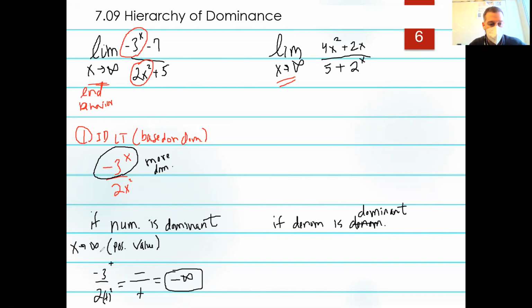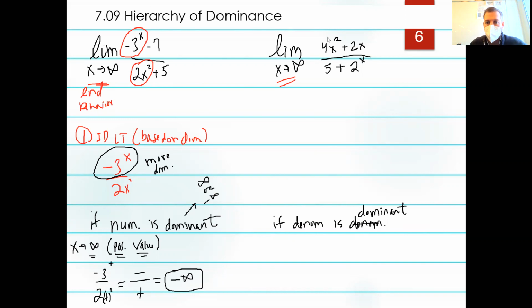So if the numerator is dominant, just plug in a positive or negative value and see what you get. If it's negative, we're going to go to negative infinity. If it's positive, we're going to go to positive infinity. One thing I should annotate here is that we're probably going to have answers of infinity or negative infinity, and we just want to know which one by plugging in a positive or negative value. Positive, because we're talking about positive infinity here.